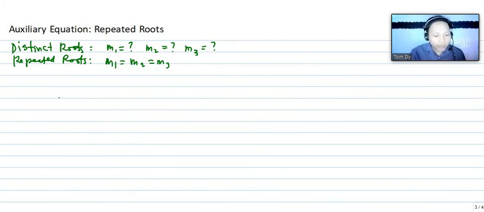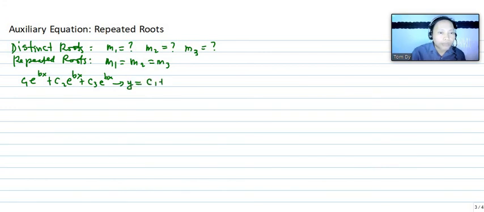Now, in repeated roots, say for example, if we have c sub 1 e raised to bx plus c sub 2 e raised to bx plus c sub 3 e raised to bx, then when we solve its y, that is equivalent to c sub 1 plus c sub 2 x plus c sub 3 x squared, times e raised to bx. So if you have noticed here, in our constants, we have x, x squared, x cubed, and so on. This is for repeated roots.